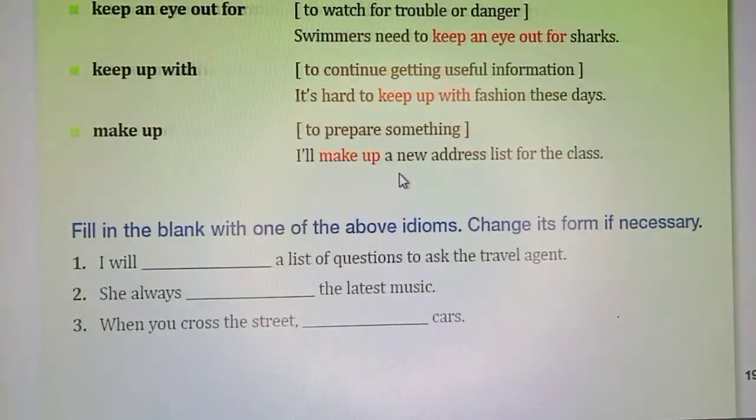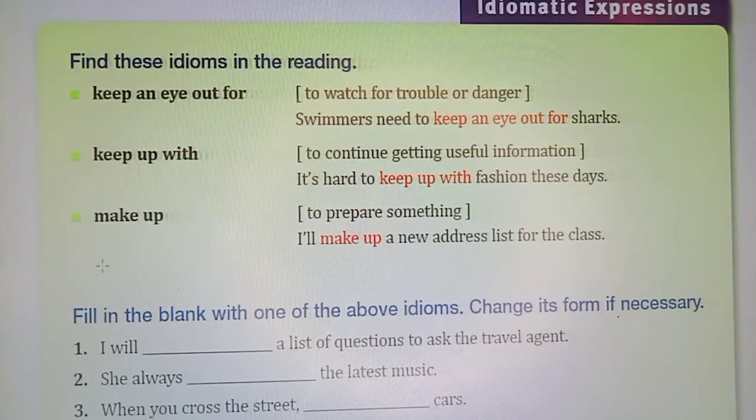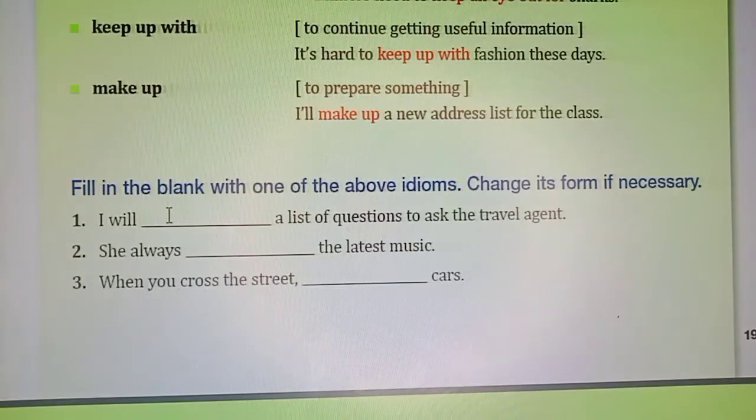Now you can answer these questions as homework for you today. After we have learned these idiomatic expressions today, I believe that you can answer these questions alone.